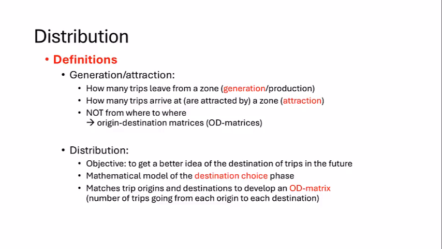To capture the full picture, we use origin-destination matrices. Distribution then steps in to model the decision of where those generated trips will actually go. In other words, it mathematically matches origins with destinations to build an OD matrix for future travel demand.